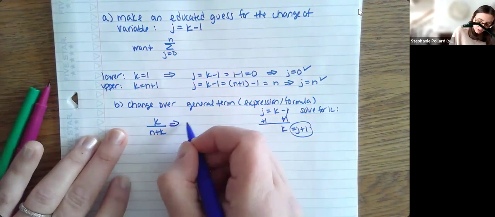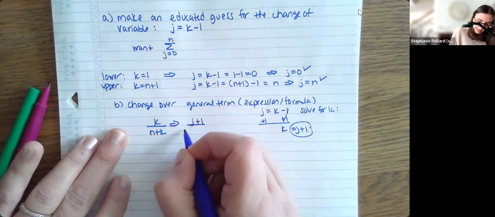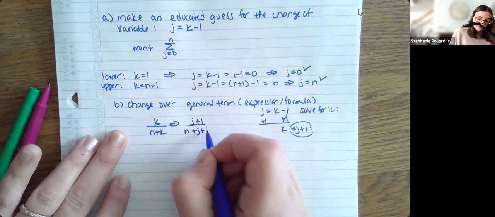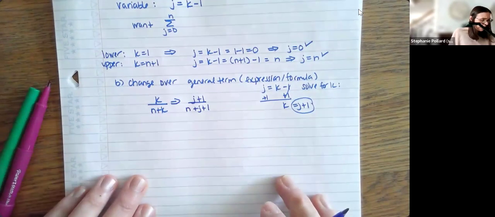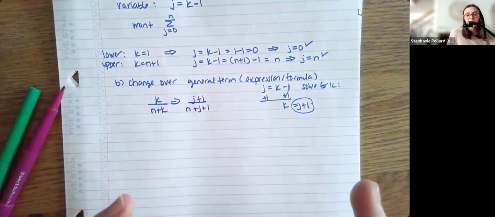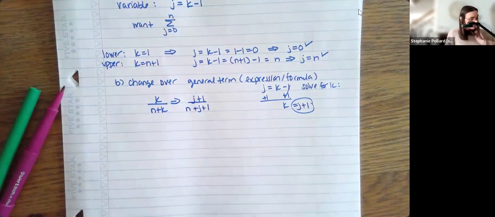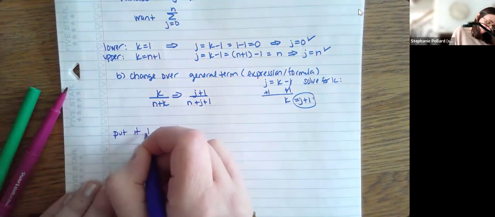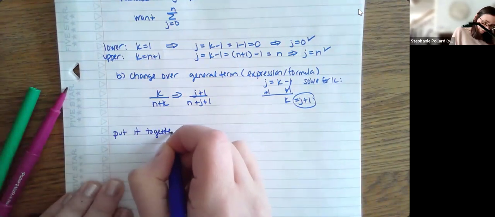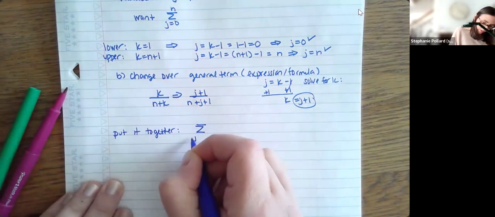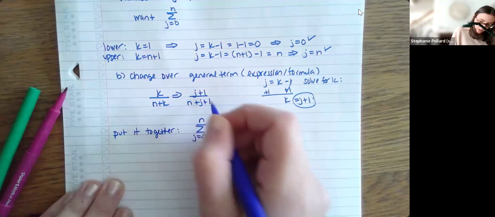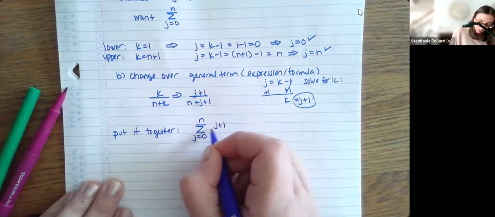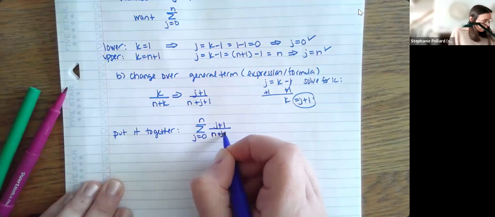So this becomes j plus 1, and then n plus j plus 1 in the denominator. There's nothing I can really do to clean that up, so that's as good as it's going to get. Putting this all together, j is going from 0 to n, and the expression is going to be j plus 1 over n plus j plus 1.